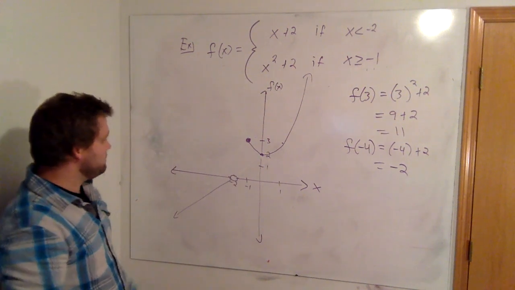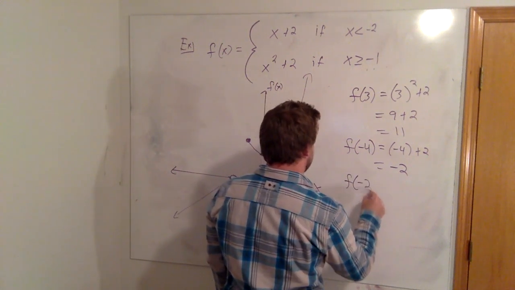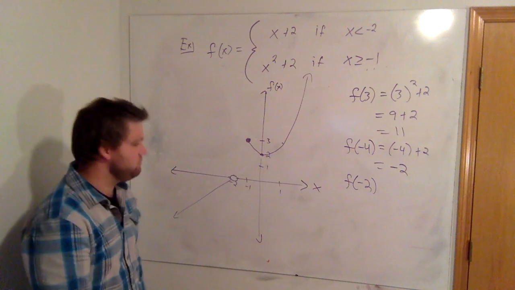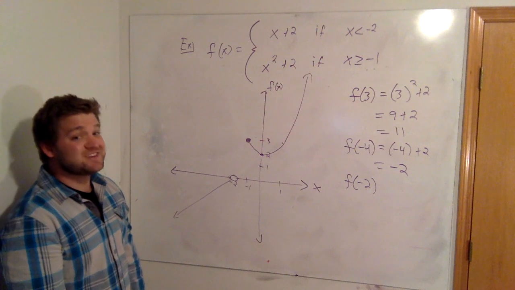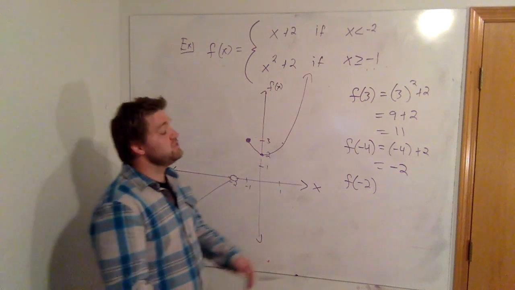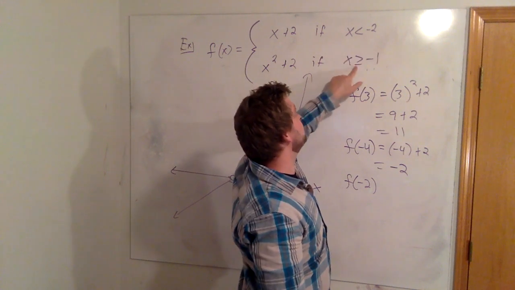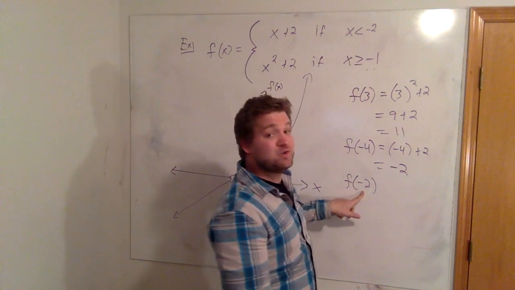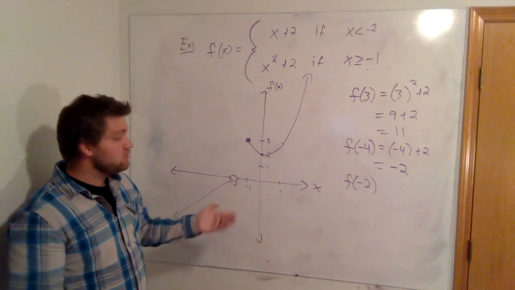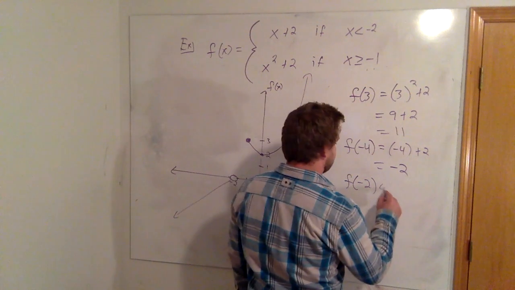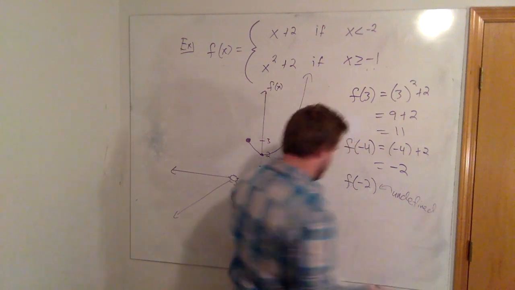Let's do one more. How about f of -2? Let's try to plug -2 into this function. Notice that this function is not defined at -2. It's only defined for x strictly smaller than -2 and x bigger than or equal to -1. -2 is not in the domain of my function. If I plug in -2, there is no output. So what we say here is this is undefined.